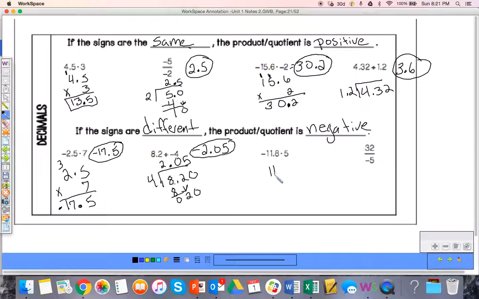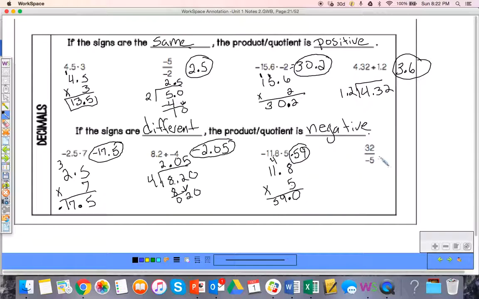We're doing 11.8 times 5. 5 times 8 is 40. 5 times 1 is 5, plus 4 is 9. 5 times 1 is 5. We have one decimal place. Because our last number behind the decimal is 0, we don't actually have to write that in our answer. So our answer is 59. We have a negative times a positive, so it is a negative answer.